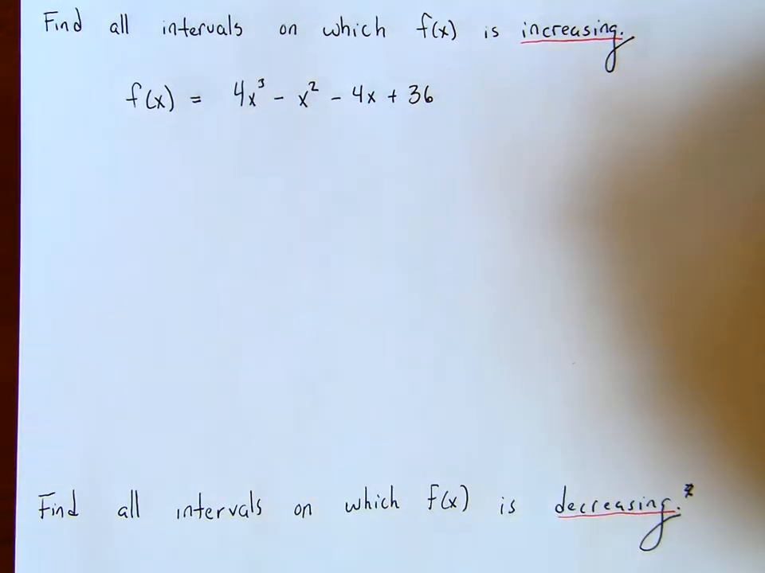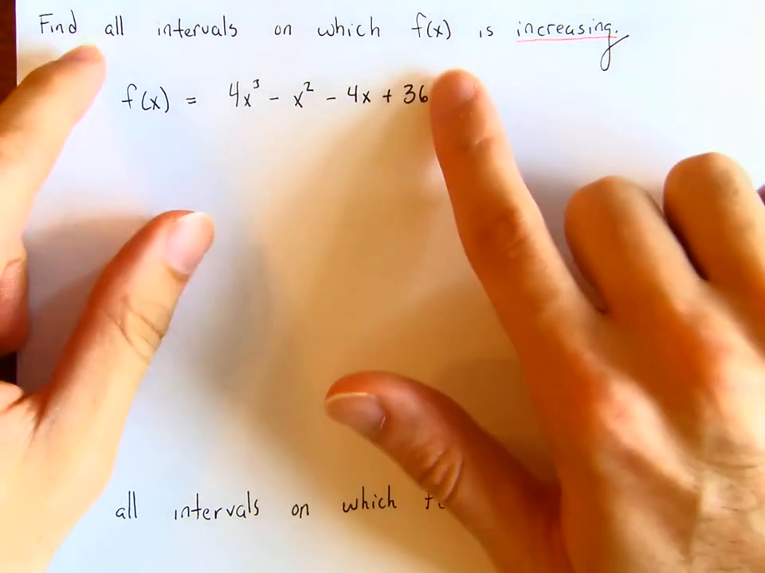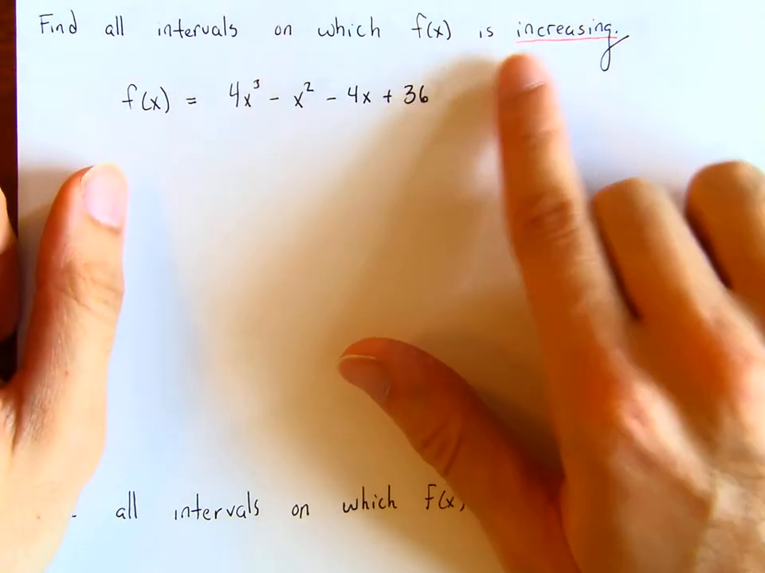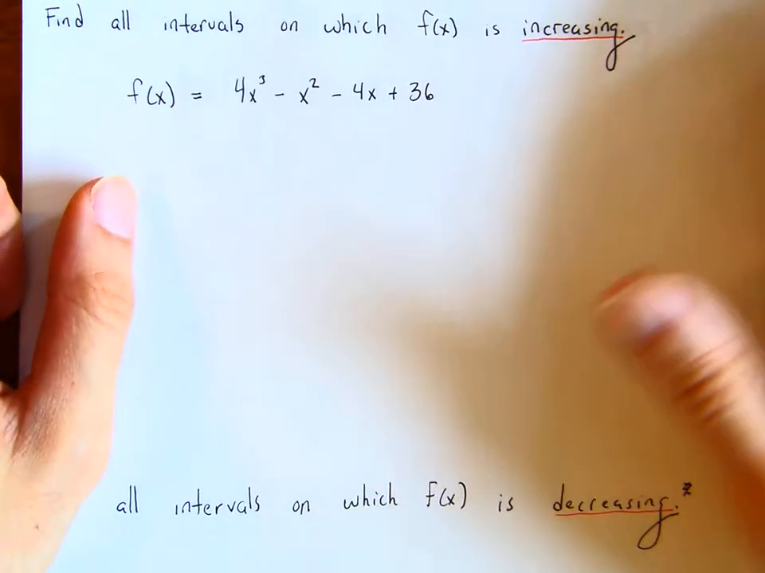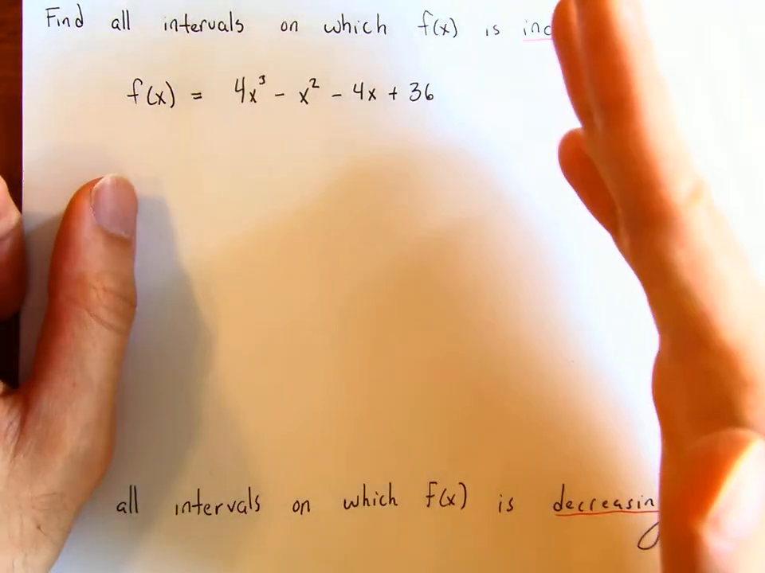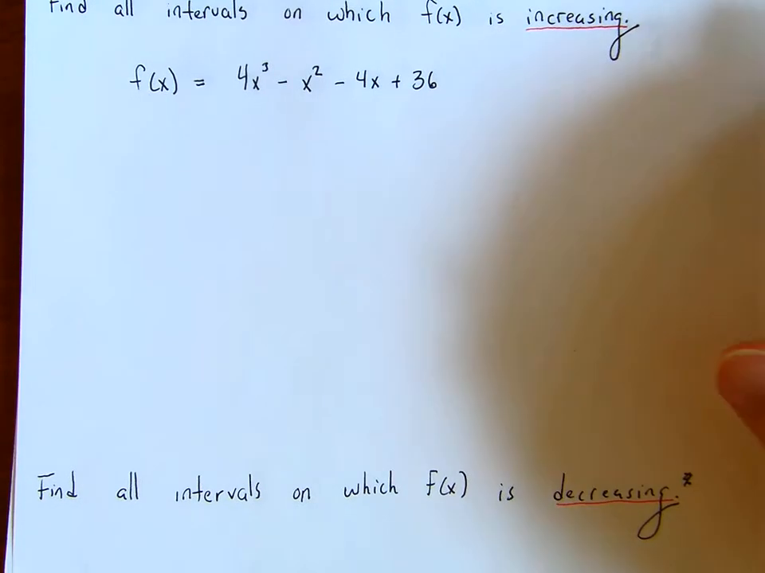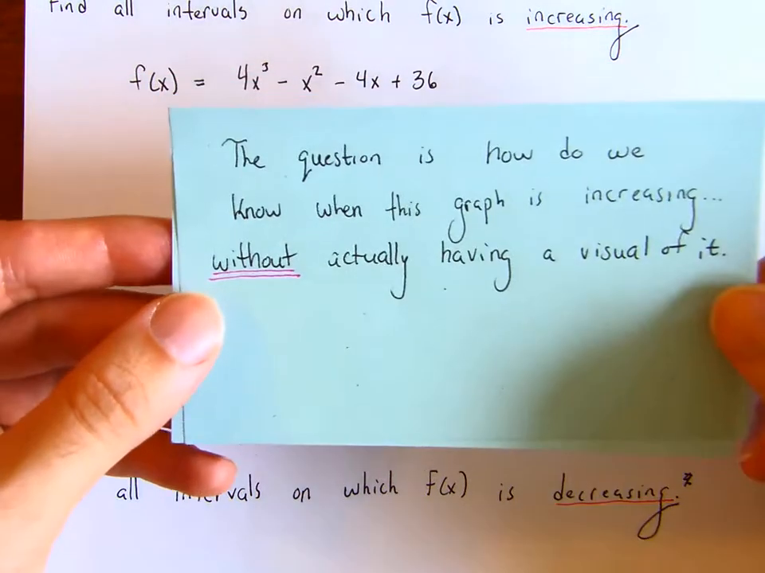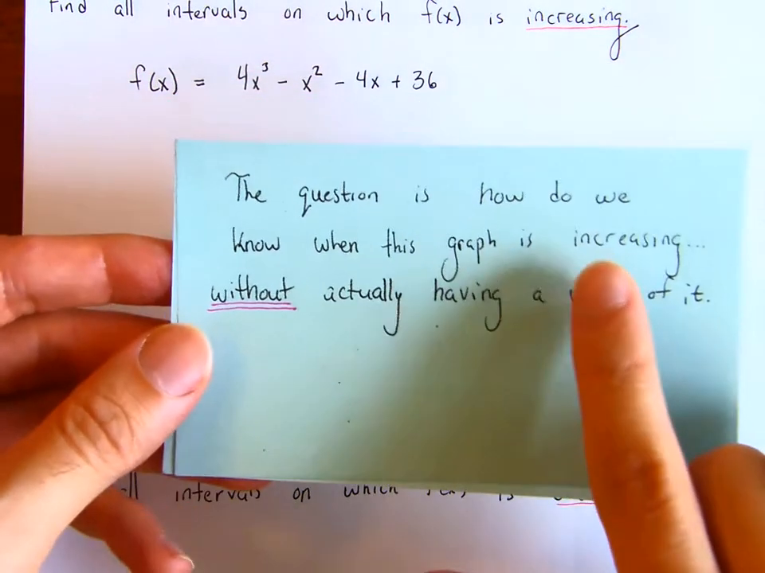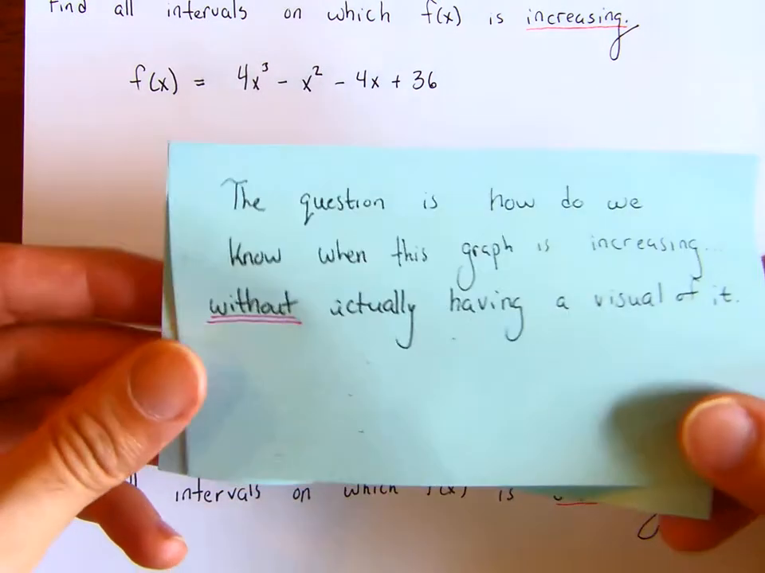Let's do this. So here we have a question. It states, find all intervals on which f of x is increasing. Okay, so we have this function, but notice there's no picture, and you have to find out where the graph is increasing. So the idea is, how do we know when this graph is increasing without actually having a visual of it? Okay, so this is what we need to figure out.